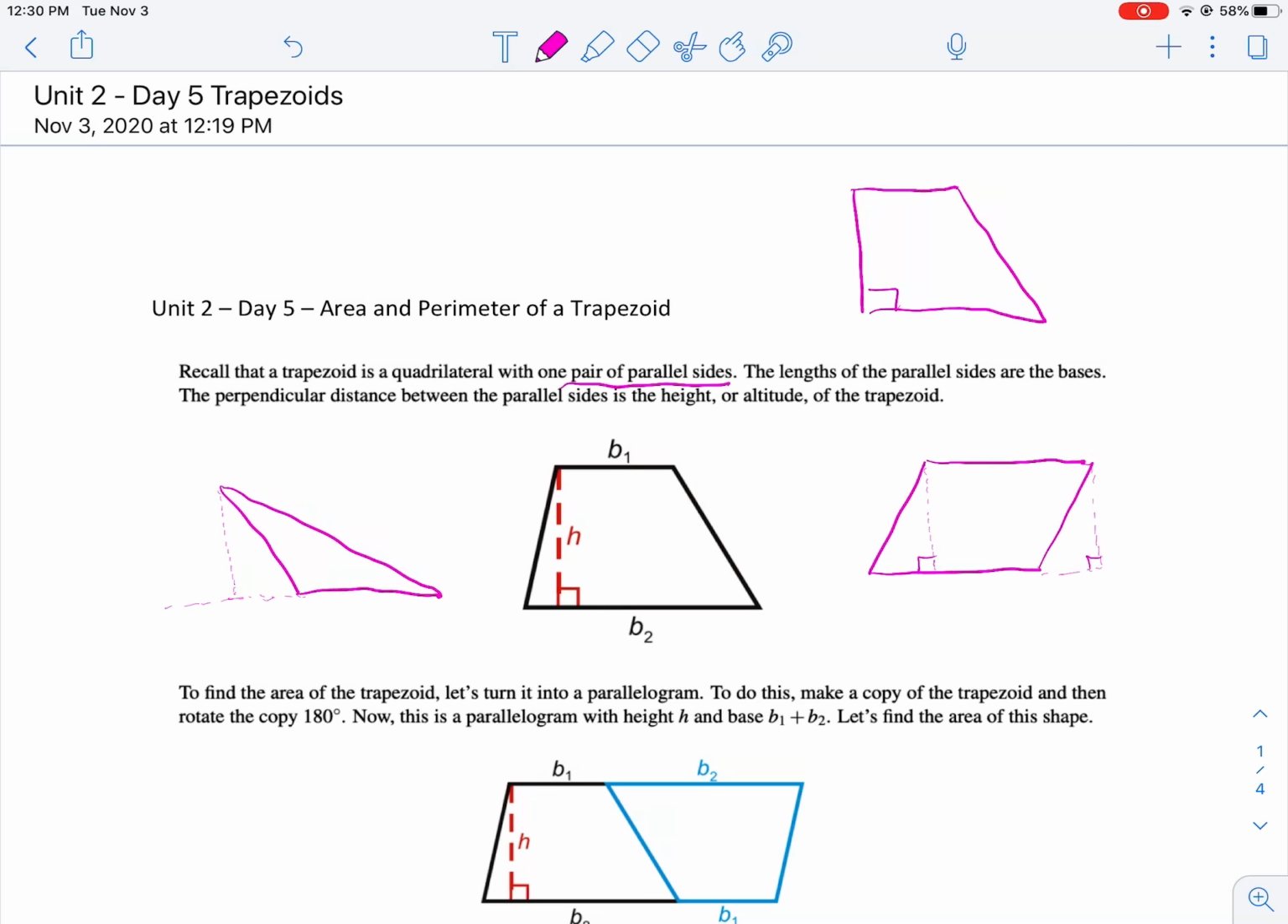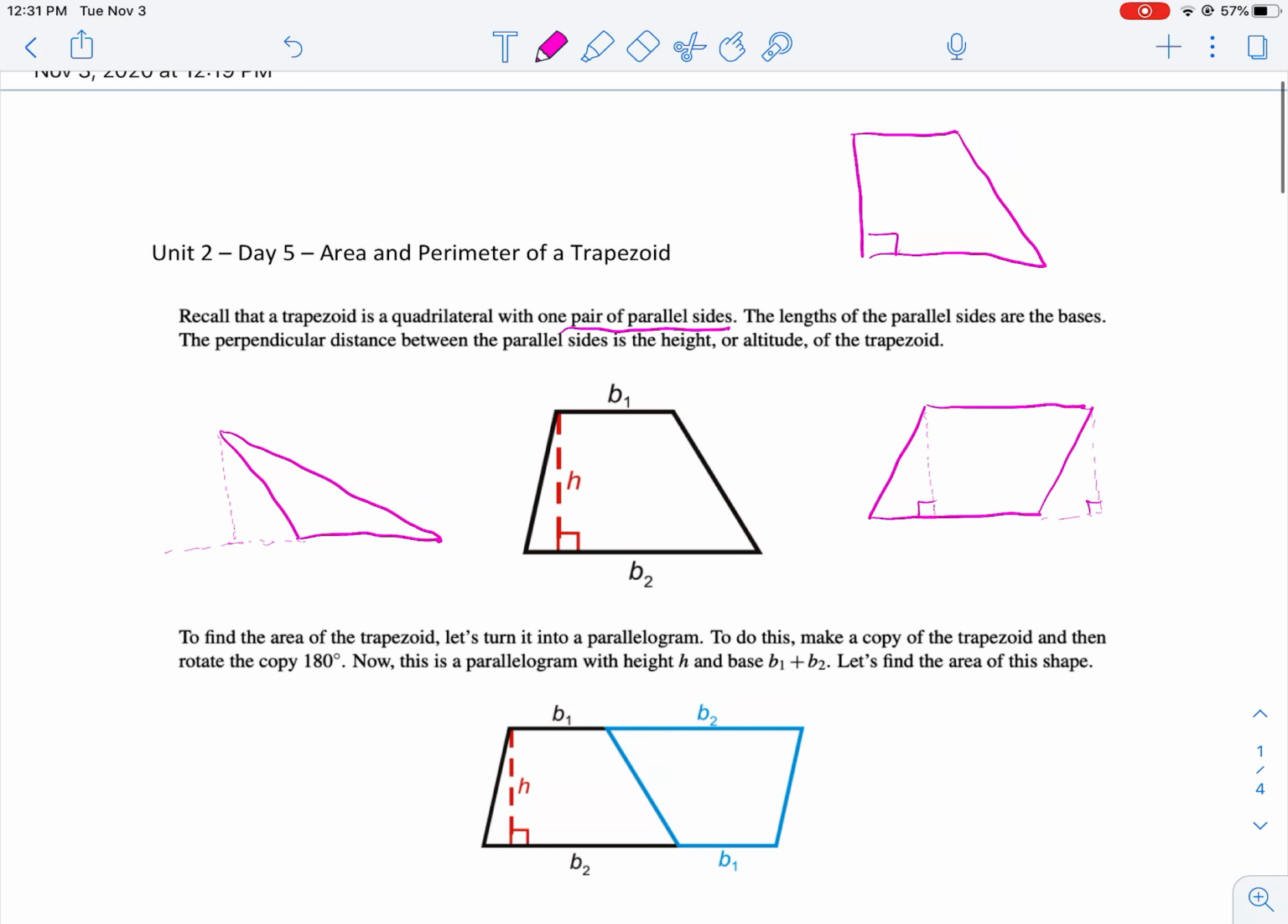So anyway, the height is not these slanted pieces. Just keep that in mind, and don't fall for that, because sometimes they will put values there in order to trick you guys up. So don't fall for it.